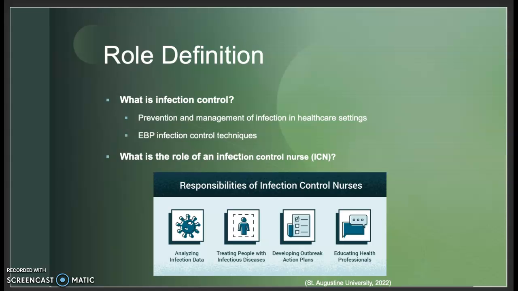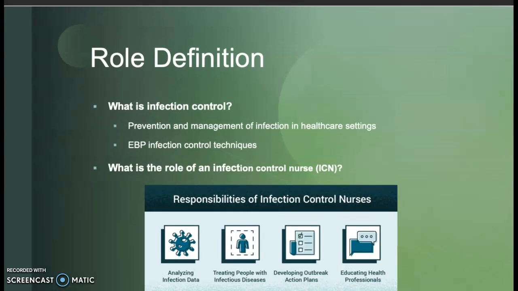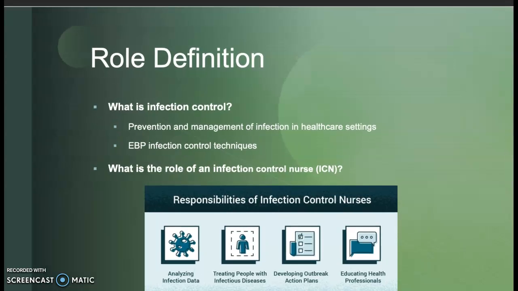We'll start with a role definition. What is infection control? Infection control refers to the practice of preventing both the development and the spread of infection in a hospital or other healthcare setting. Infection control includes processes such as hand hygiene, sterilization techniques, immunization, and management of infectious outbreaks within healthcare settings.